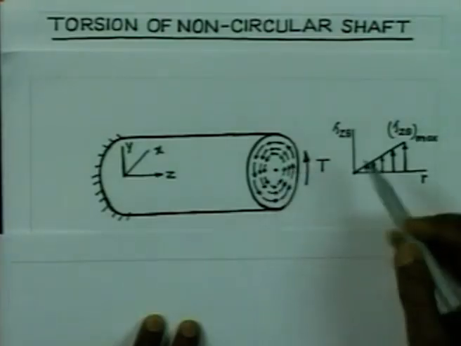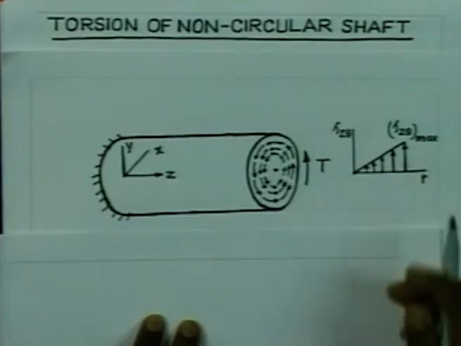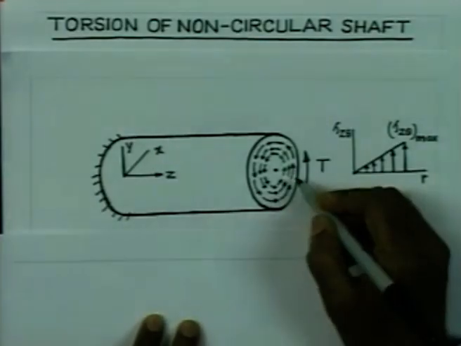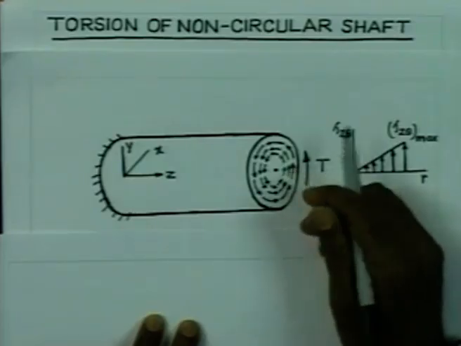The shear stress has a variation with radius, which varies from 0 to maximum value at the outer radius, and this shear stress is going to act parallel to the boundary, or in other words, at every point the shear stress is acting in the tangential direction.